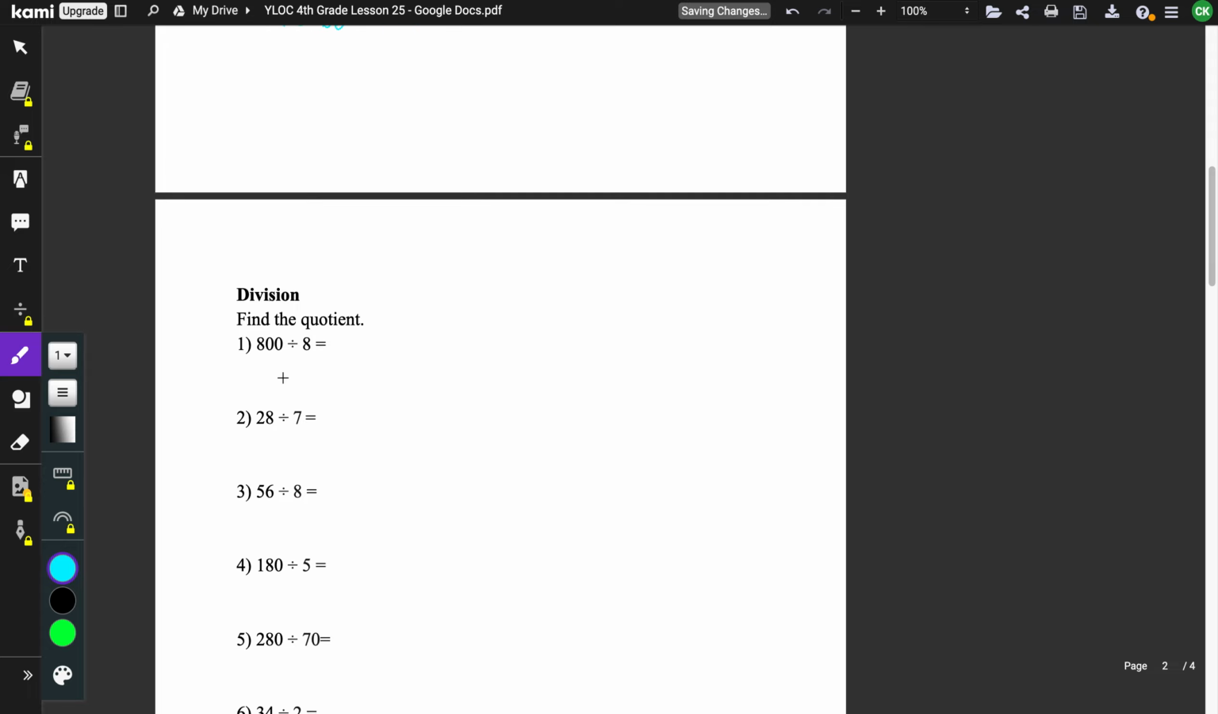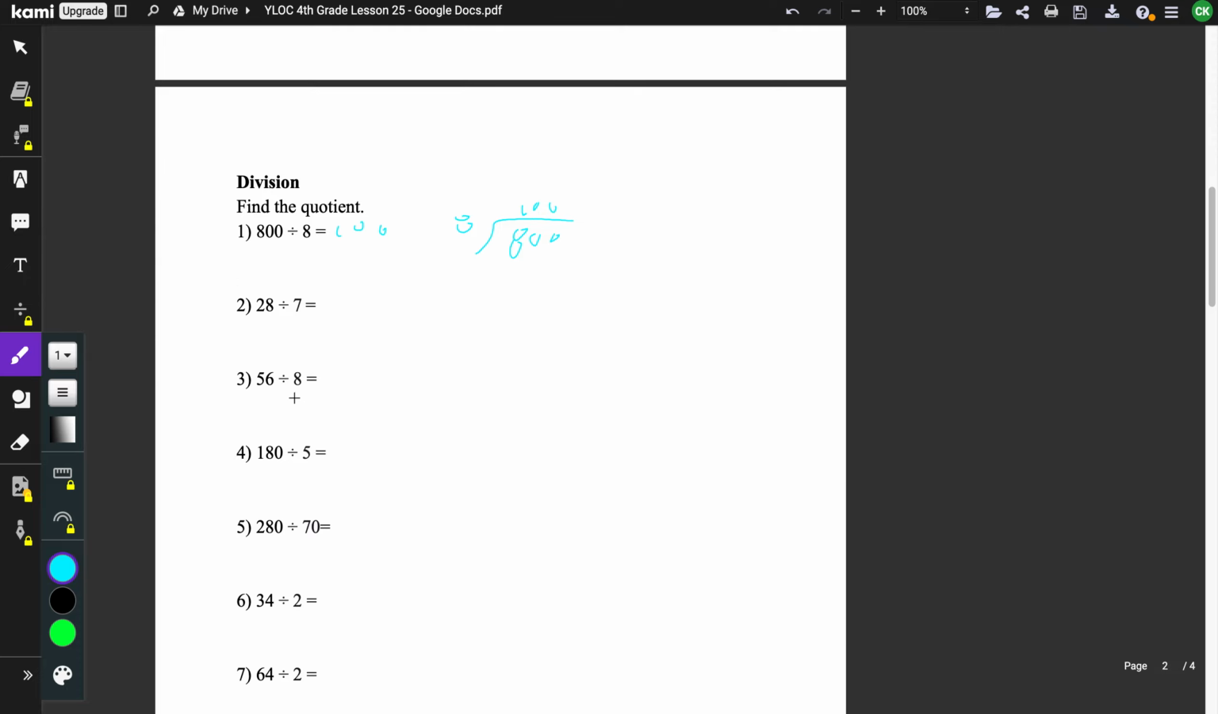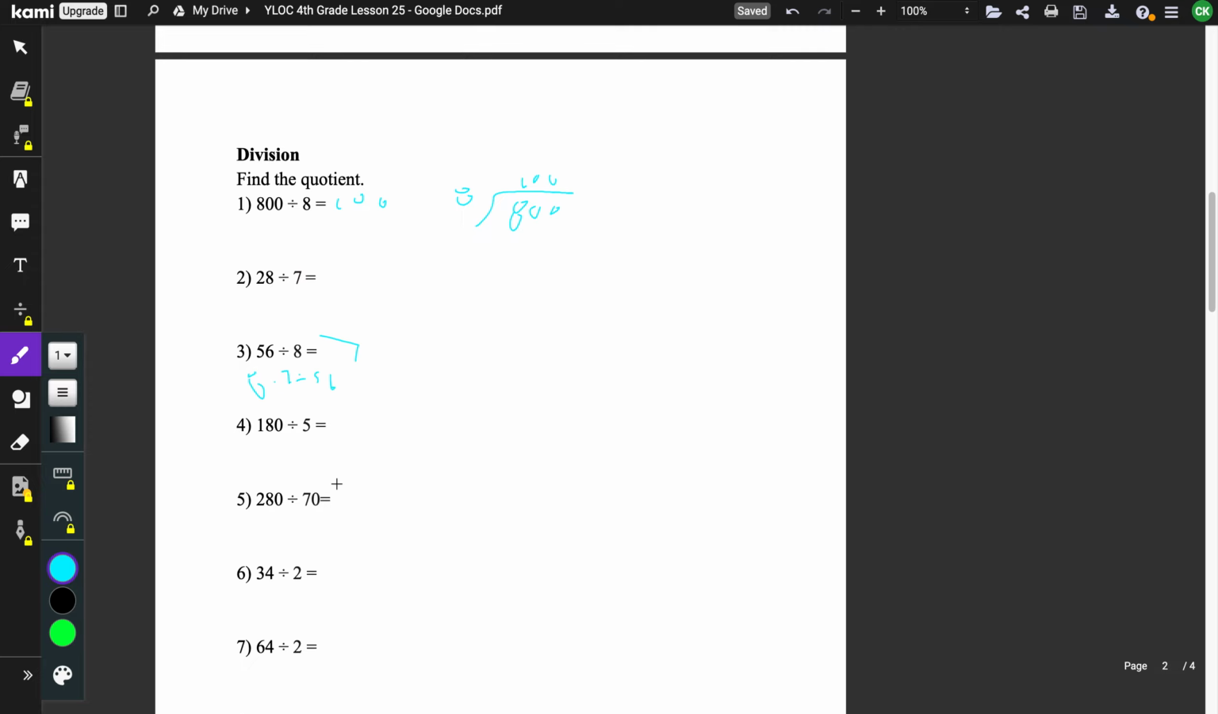Moving on, we're going to do some division. And this is actually pretty easy, so we're going to just do this pretty quickly. So 800 divided by 8, basically 8 goes in 1, so 1, 0, 0, so that's 100. Moving on, number 3, you should kind of have this memorized, but 8 times 7 is basically 56, so you know that it's going to be 7 as the answer.